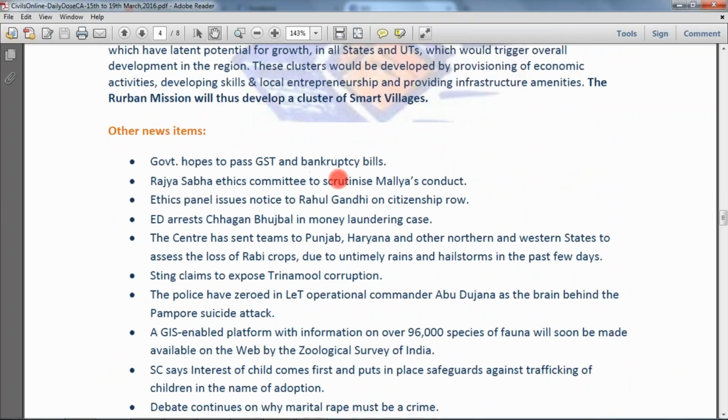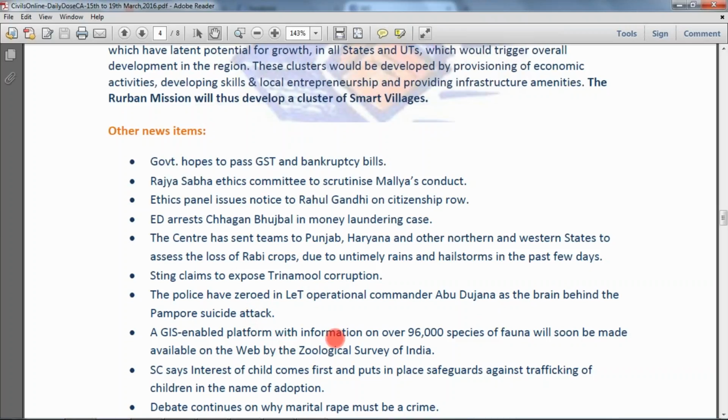Coming to other news items, government hopes to pass GST and bankruptcy bills. Rajya Sabha Ethics Committee to scrutinize Mallya's conduct. Ethics panel issues notice to Rahul Gandhi on citizenship row. Enforcement Directorate arrests Chhagan Bhujbal in money laundering case. Centre has sent teams to Punjab, Haryana and other northern and western states to assess the loss of rabi crops due to untimely rains and hailstorms in the past few days. Sting claims to expose Trinamool corruption. The police have zeroed in on LeT operational commander Abu Dujana as a brain behind the Pampore suicide attack.